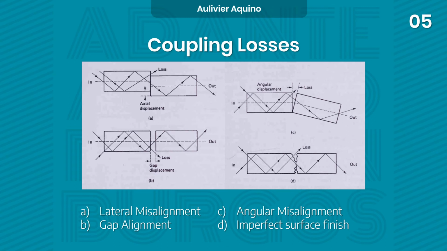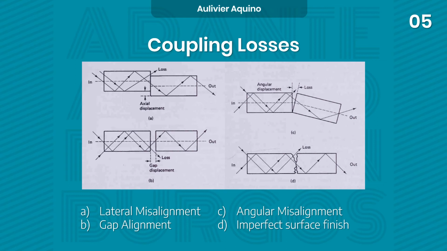In lateral misalignment, there is lateral or axial displacement between two pieces of adjoining fiber cables. The more it is misaligned, the greater the loss of light. Gap misalignment is also known as end separation. In splicing, where two fiber ends are fused together, the fibers should actually touch. The farther the fiber ends are apart, the greater the loss of light.